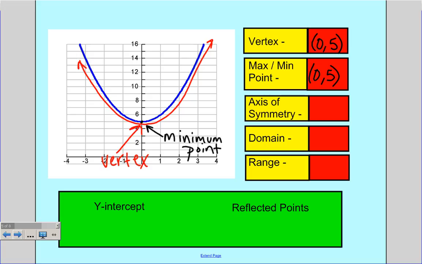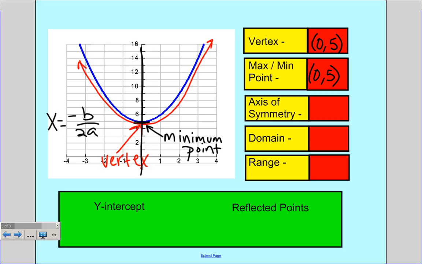And here, it's quite obvious on this one, the axis of symmetry is going to be right here. It's going to be the y-axis. It's where you could fold this over and these all would match up. They reflect off each other as well. The axis of symmetry can be found by x equals negative b over 2a.